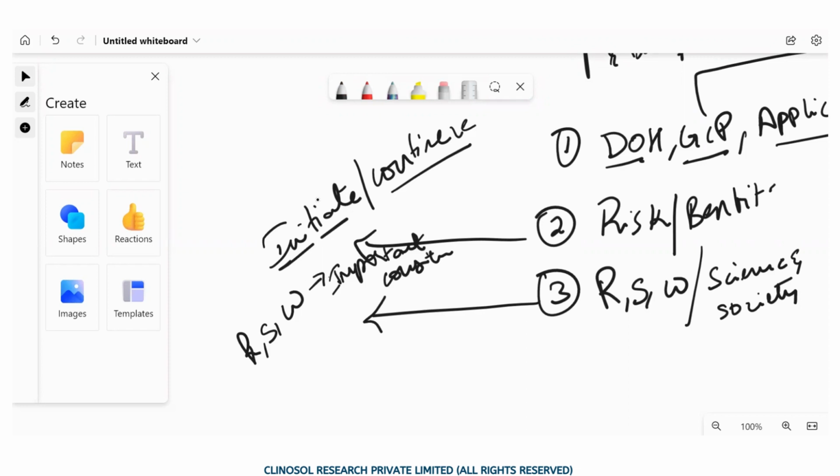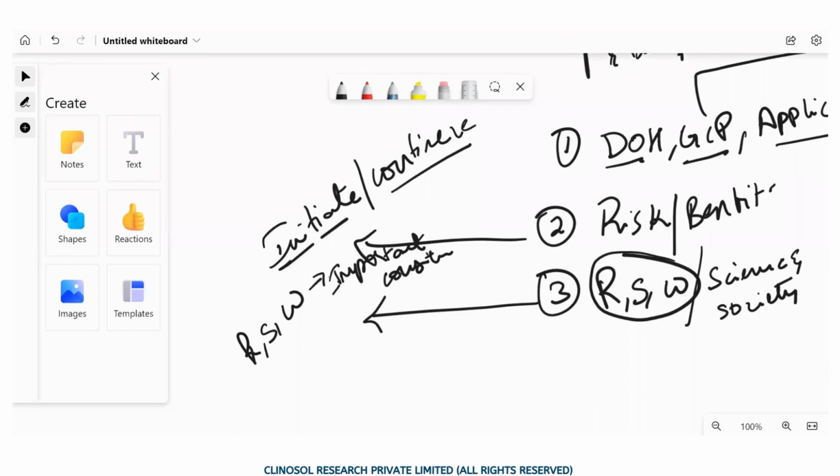Now principle number 3 says: the rights, safety, and well-being of trial subjects are the most important considerations and should always prevail over science and society. If you have a race between rights, safety, and well-being and science and society, the rights, safety, and well-being of trial subjects are always most important. They should never ever be less than science and society. So this is one more thing we have to understand in principle number 3.